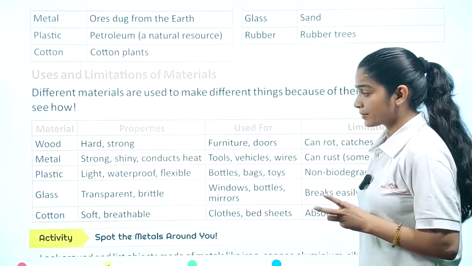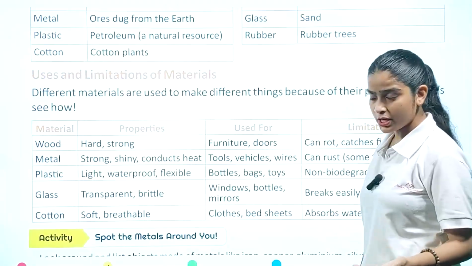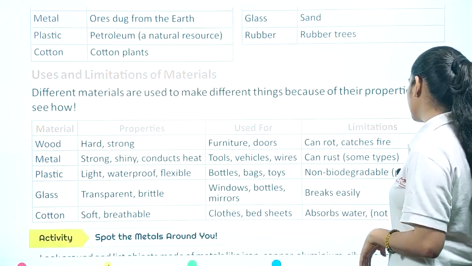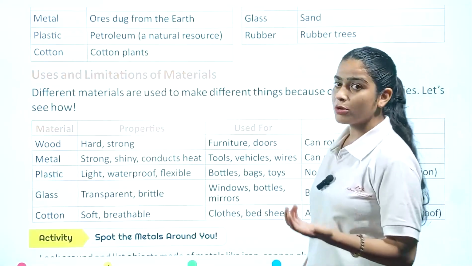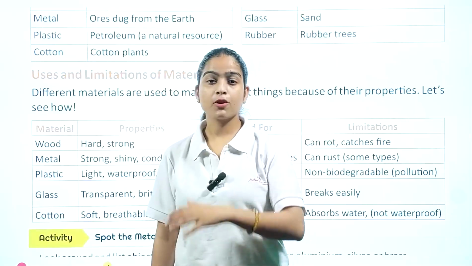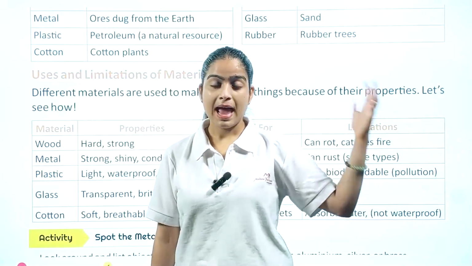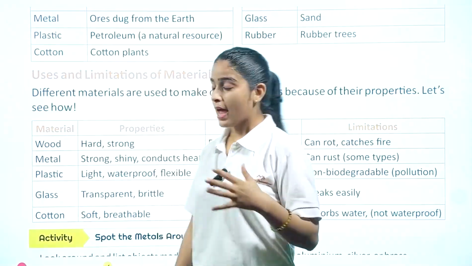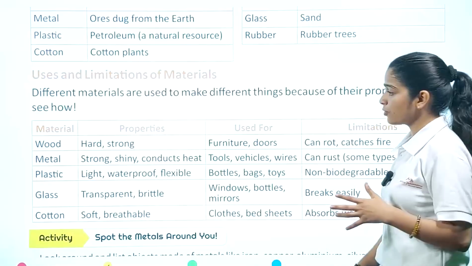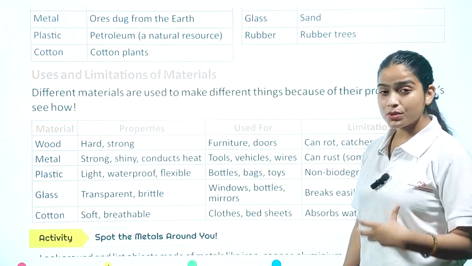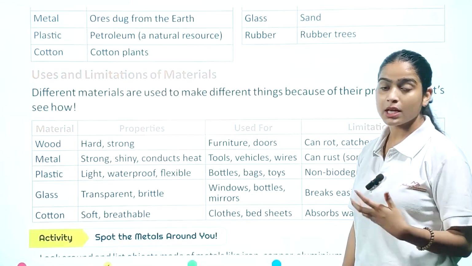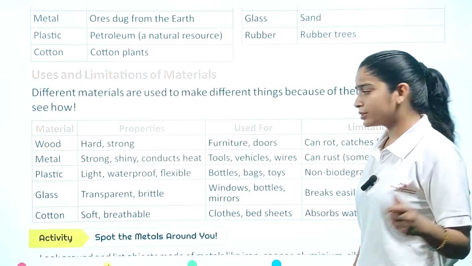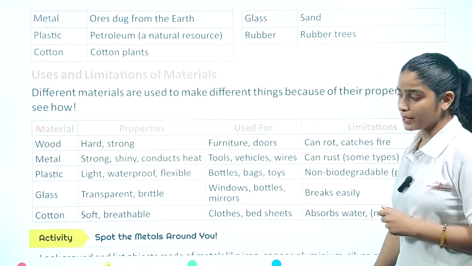Now, plastic: light, waterproof, as we already discussed, flexible, used for bottles, bags, toys, and non-biodegradable, causing pollution. So basically, it is non-biodegradable. It does not disappear for a long period of time. And sometimes this becomes a main problem, and we just forget about the uses of plastic. But nowadays we are using plastic because we have so many things we cannot replace it. But it is a drawback of plastic that it is non-biodegradable.